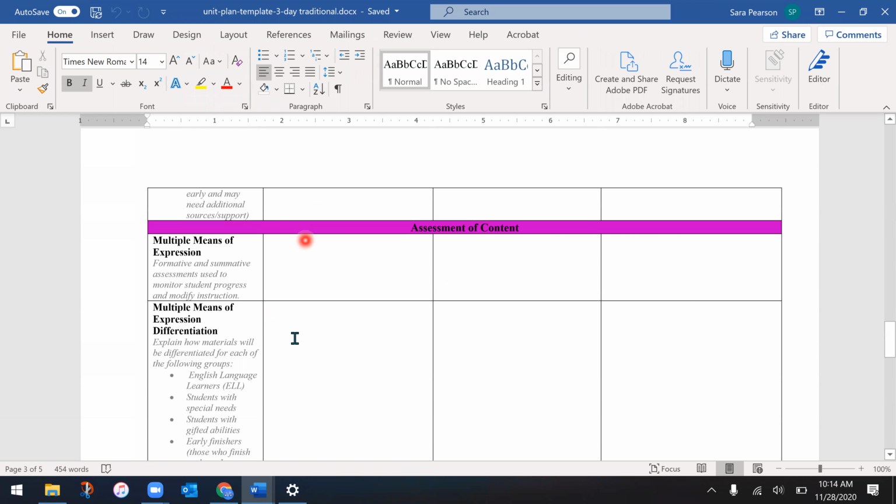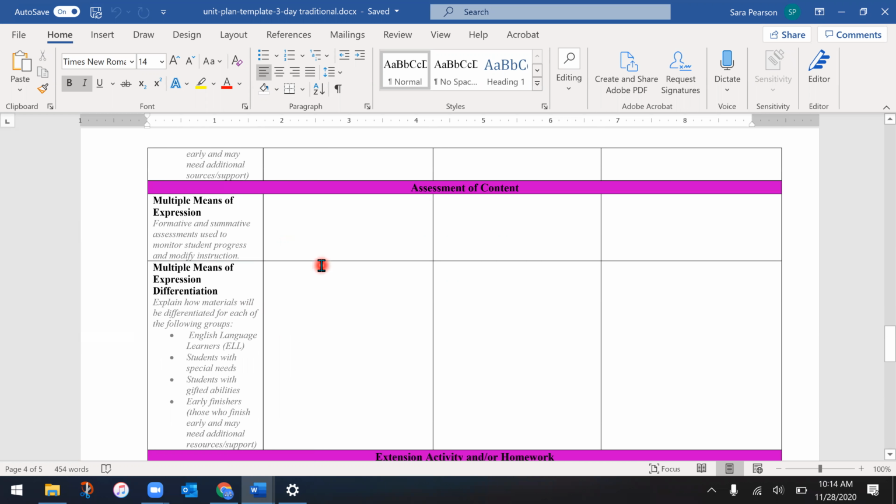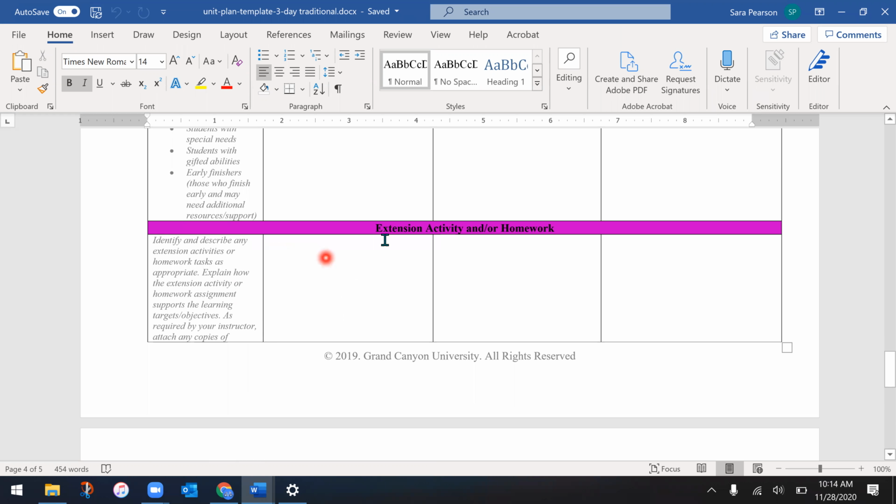And then your expression is going to be how are you assessing students? And then always include some sort of extension or homework. Don't just say they're going to do a worksheet. Give me a little more.